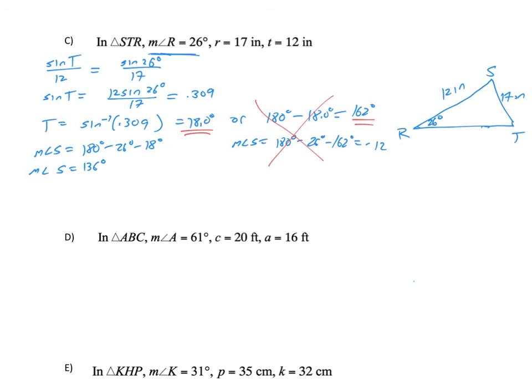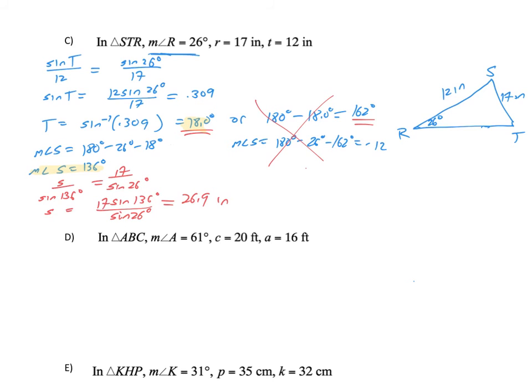We already know the measure of angle T is 18 degrees. The measure of angle S is 136 degrees. And the only thing left to find is side length S. So we will use law of sines one more time. So S over sine of S, which is 136 degrees, is equal to R, 17, over sine R, which is sine 26. Multiply both sides of the equation by sine 136. So S is equal to 17 sine 136 over sine of 26. Punch that in your calculator, you get 26.9 inches.